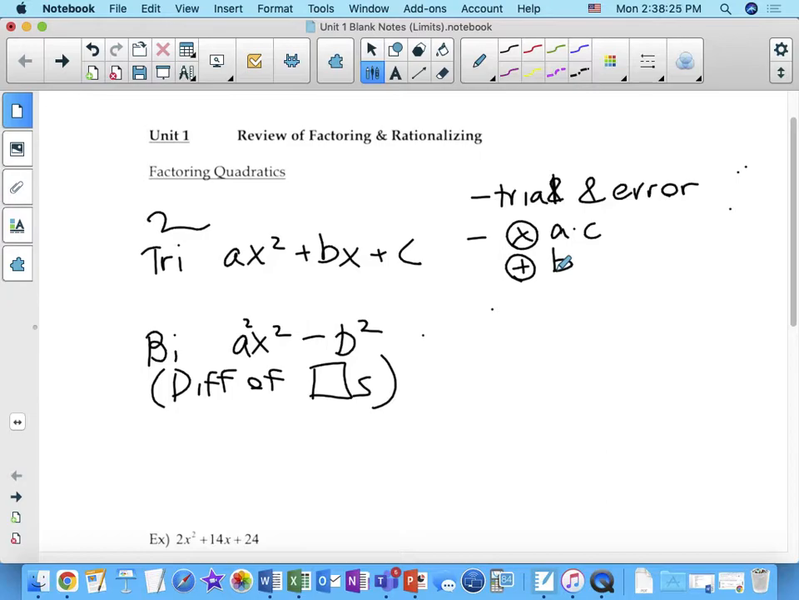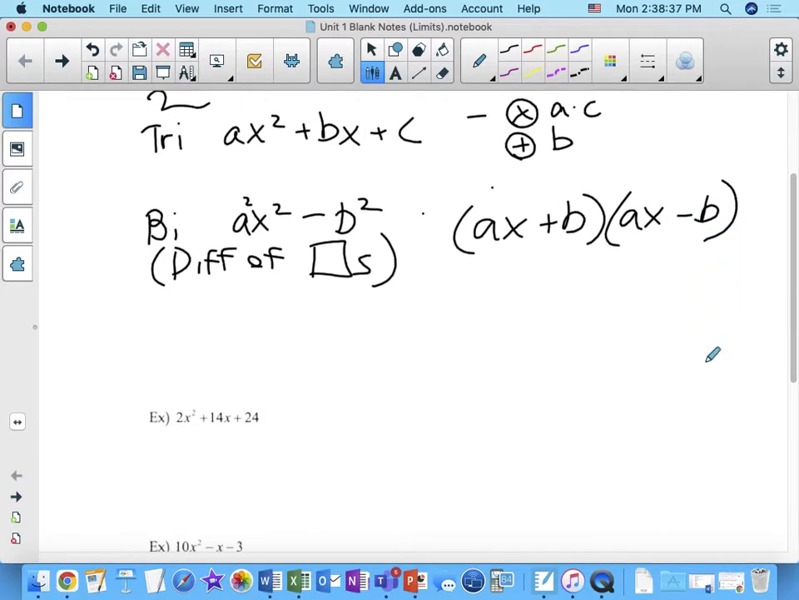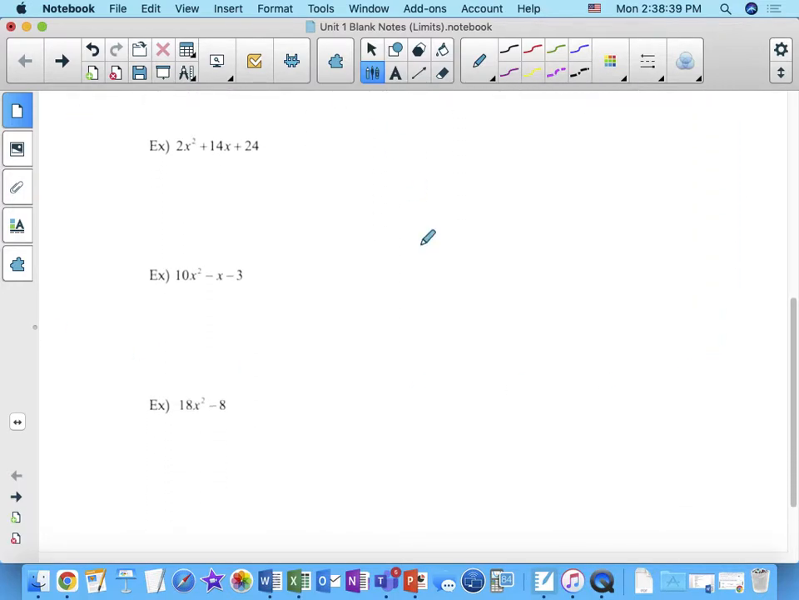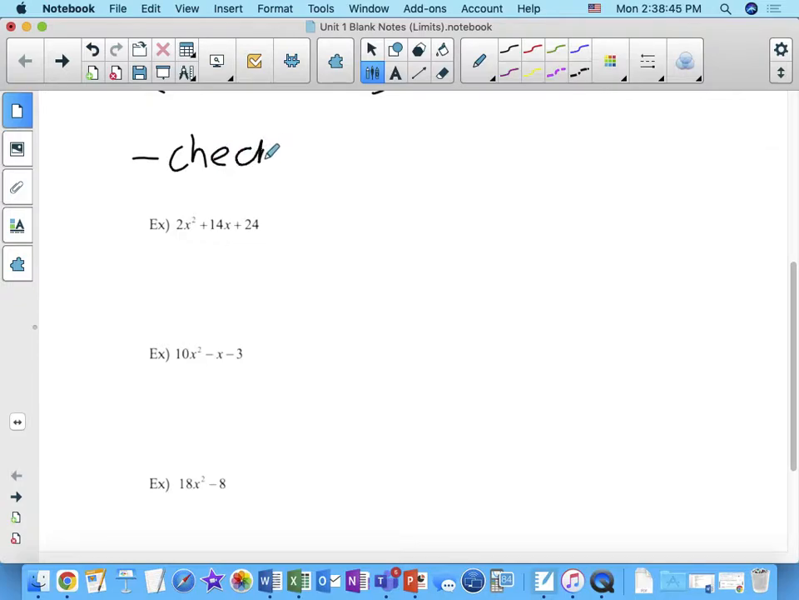With a difference of squares, this is going to factor into ax plus b times ax minus b. Okay, so with something like this, don't forget to check for GCF first.